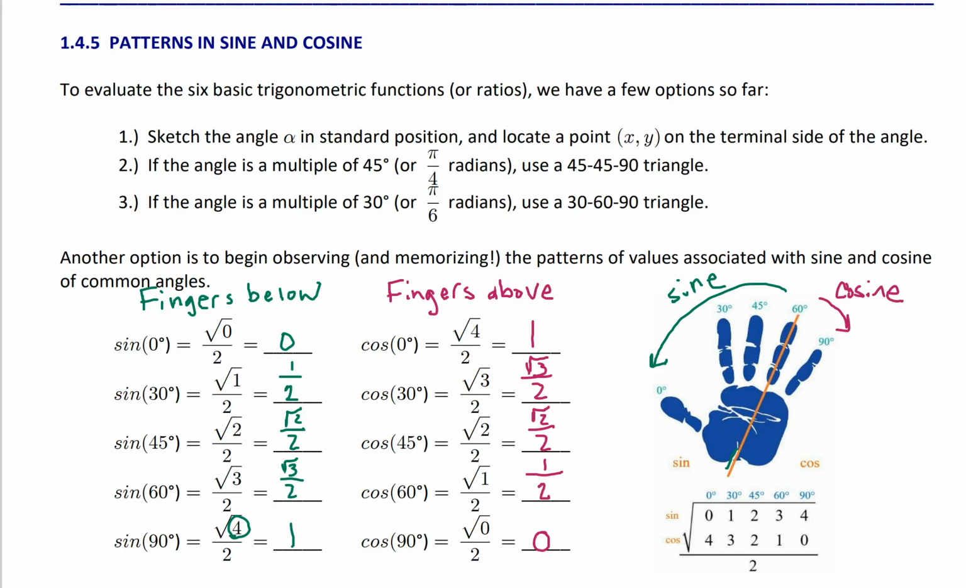Ultimately, you want to be able to quickly evaluate sine and cosine for all of the common angles, either in degrees or radians, on our unit circle. We'll get there. We're going to learn a lot of tools to help us do that. So I suppose we could come back up here and add option number 4, the hand trick. Ultimately, we need a point on the terminal side of the angle to evaluate the 6 trigonometric ratios, or we can use the special 45-45-90 and 30-60-90 triangles to evaluate the trigonometric ratios, or we can use the hand trick. Hope that helps.